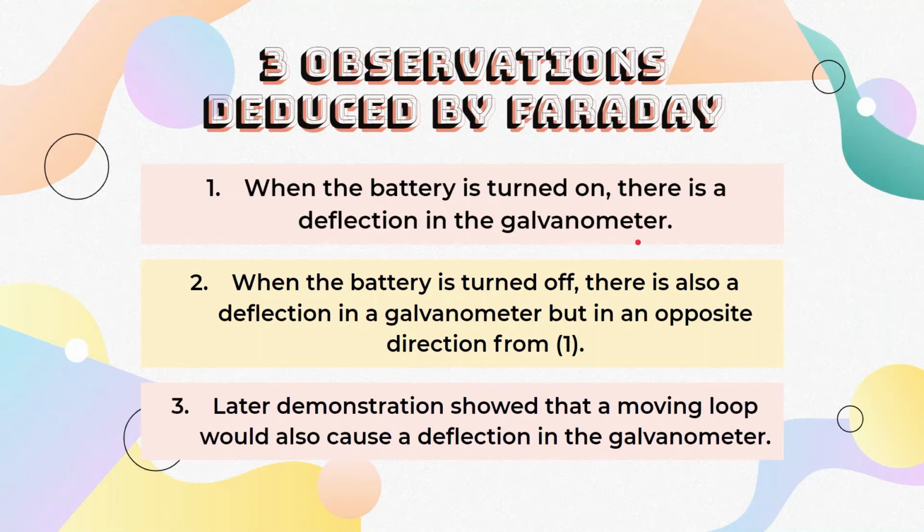The galvanometer is an instrument for measuring a small electrical current or a function of the current by deflection of the moving coil. The deflection is a mechanical rotation derived from forces resulting from the current. Secondly, when the battery is turned off, there is also a deflection in the galvanometer, but in the opposite direction from the first one. Thirdly, later demonstration has also shown that a moving loop would also cause a deflection in the galvanometer.